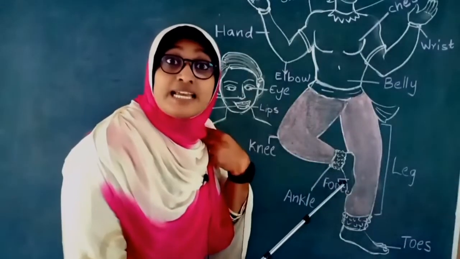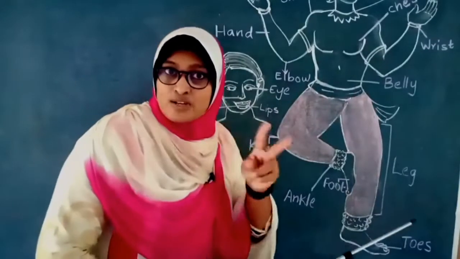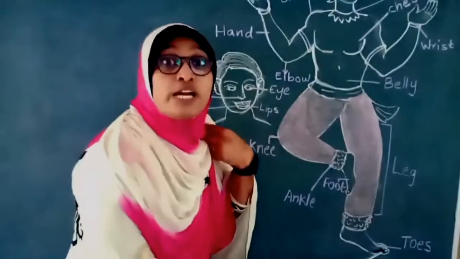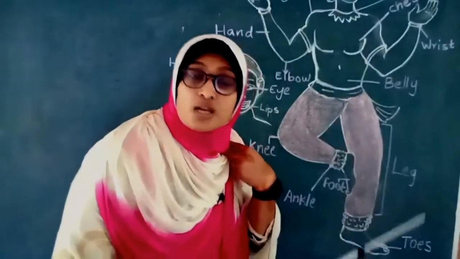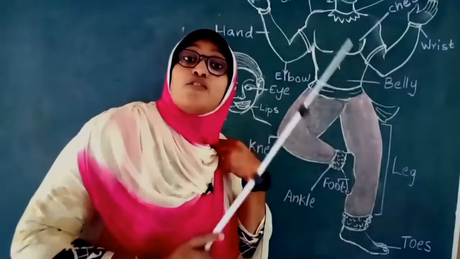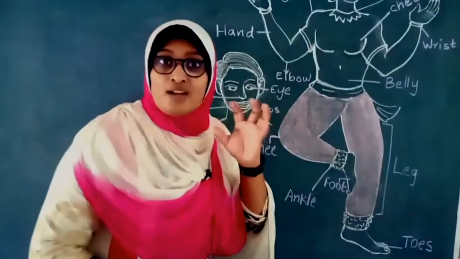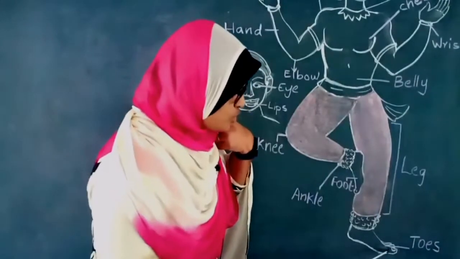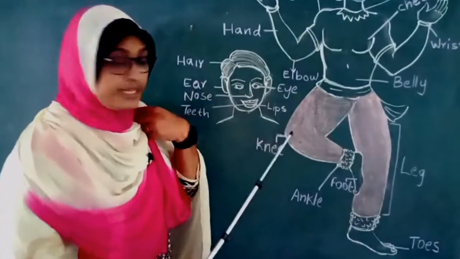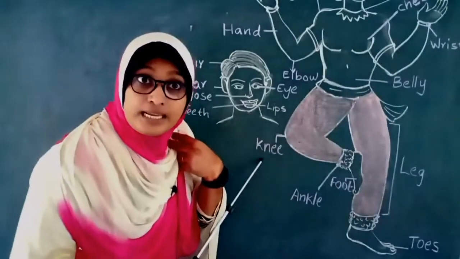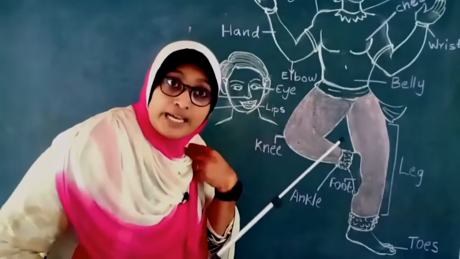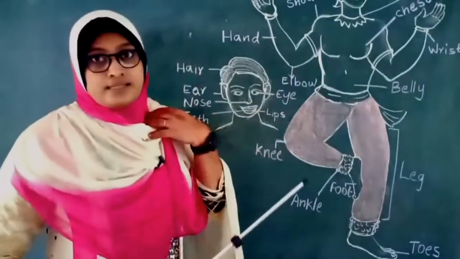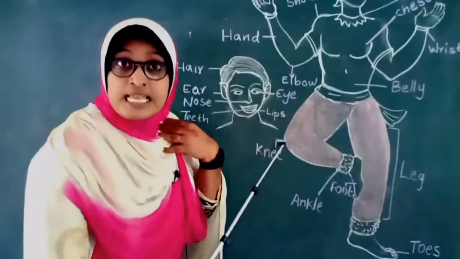And see, this is his foot. We have 2 feet. And students, the front part of our feet are toes. We have 10 toes. So, these are his toes. And here, this is his knee. Knee, the part of a leg that helps to bend the leg. That is knee.